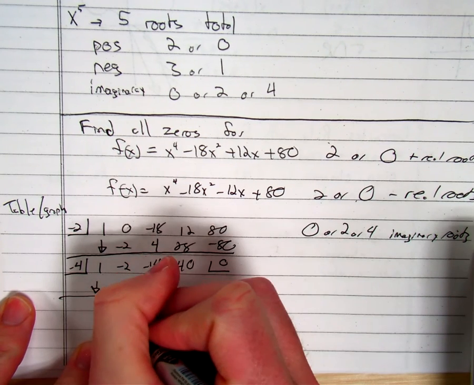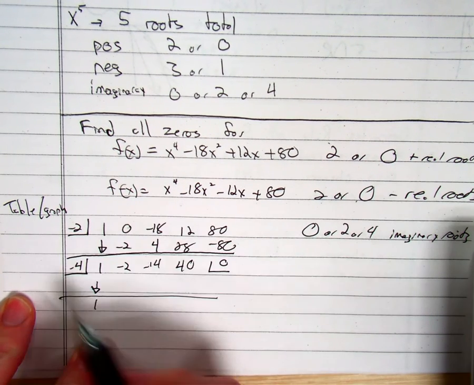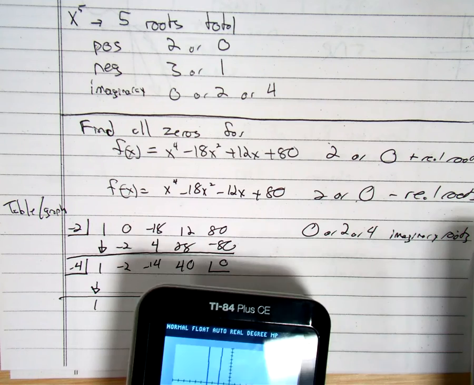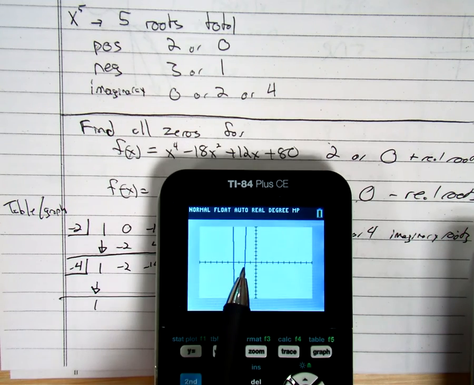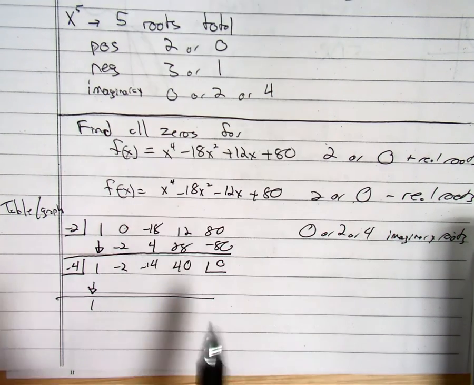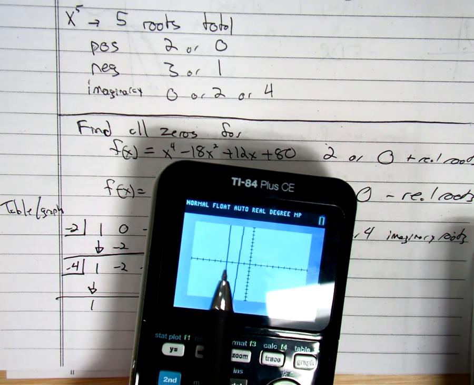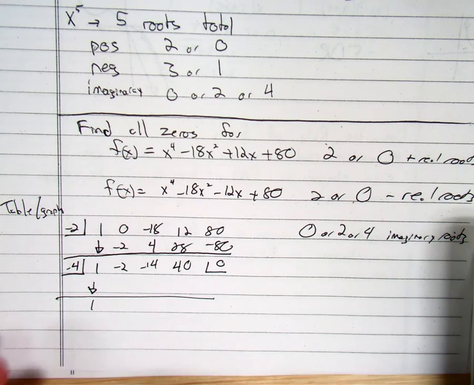So the 1 goes down, -4. Where'd that -4 come from? Okay, remember that was our other one. On our graph here, it looked like it crossed at -2. Okay, it worked out to be that because it didn't have any remainder. And it also looked like it crossed at -4, so that's the other number we're going to try.